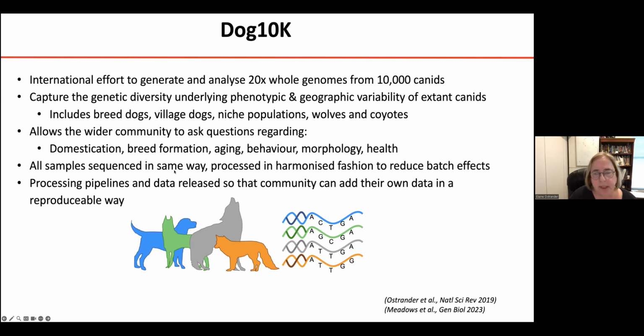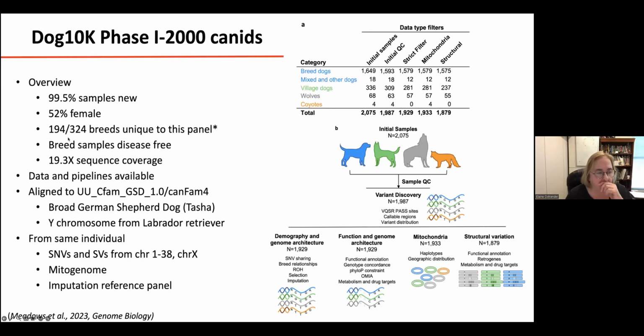All of the samples were sequenced in the same way at the same place. They were all processed in a harmonized fashion to reduce batch effects. The processing pipelines and the data have all been released so that the community can take your own data of a bunch of dogs you've sequenced and you can add it to the larger data set. So just to give you a quick overview. These are all samples that were newly sequenced. They hadn't been sequenced before. As expected, half are male, half are female.